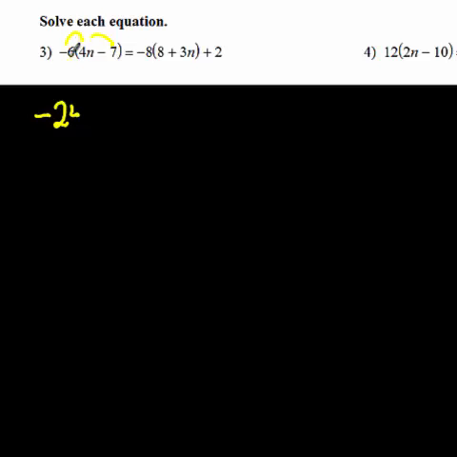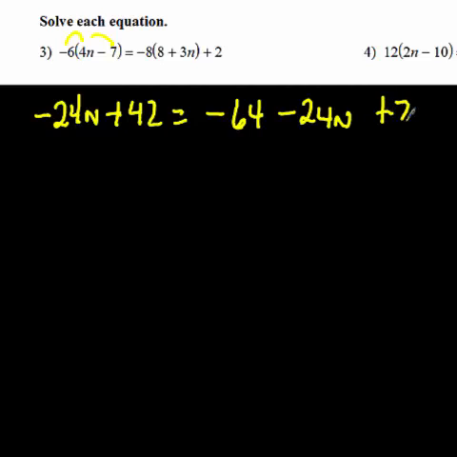So if I distribute that, I know -6 times -4n would give me 24n. -6 times +7 would give me -42. So I get a minus 42. And then -8 and 8 would give me -64. And -8 and -3 would give me -24n plus 2.